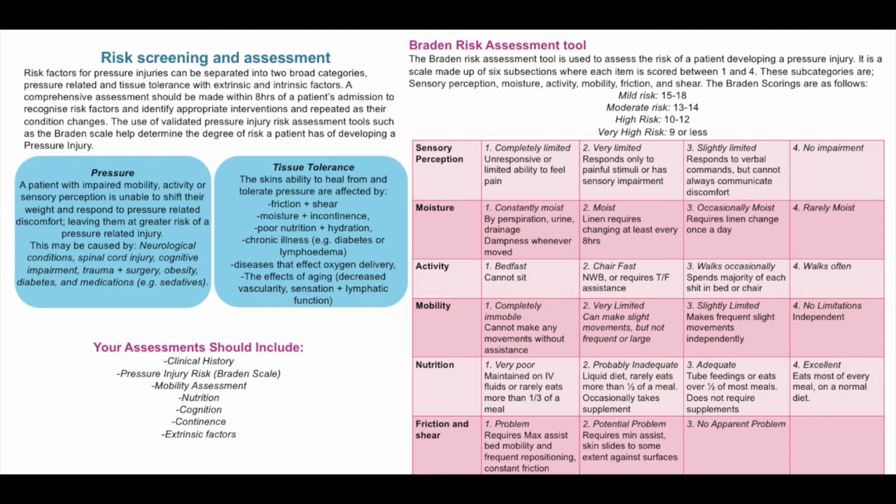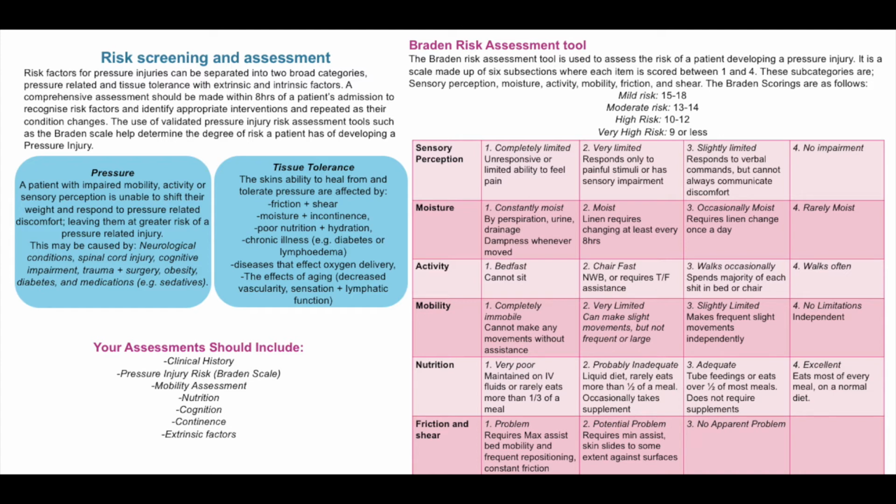3 is slightly limited sensory perception, so they can respond to verbal commands but cannot always communicate their discomfort. Or 4, they have absolutely no sensory perception impairment. So in moisture, a patient scores 1 if they are constantly moist, so this could be perspiration, urine, drainage, any kind of dampness noticed whenever the patient's moved.